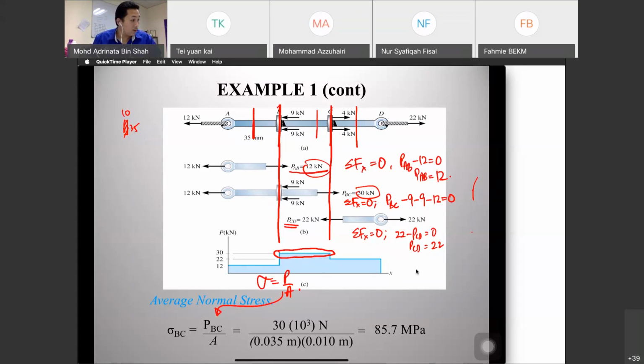Okay, so PBC over A. 30 kilonewton, itu dalam soalan sorry, ni dalam ni. Okay, 30 kilonewton bahagi A. A is 35 mm times 10 mm. So we got the normal stress is 85.7. Question. Why they didn't take the 4 kilonewton?